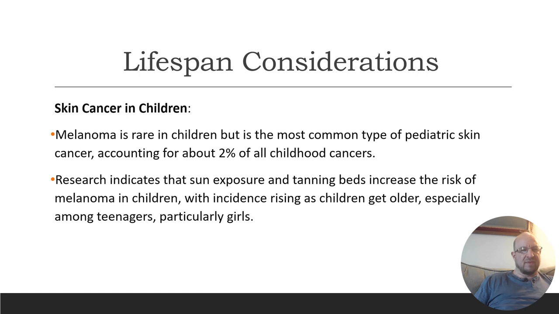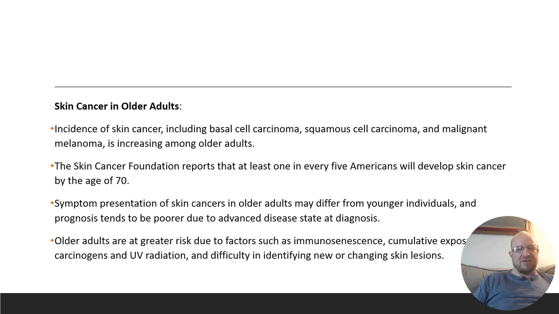Lifespan: in children, it's rare, but it could happen, about 2%. Research indicates that tanning bed exposure increases the risk for melanoma in children. Skin cancer in adults: incidence of skin cancer increases among older adults. It's found that one in every five Americans will develop skin cancer by the age of 70. Symptoms: presentation of skin cancer in older adults may differ from younger individuals. Older adults are at greater risk due to factors of immunosenescence and cumulative exposure to carcinogens and UV radiation.